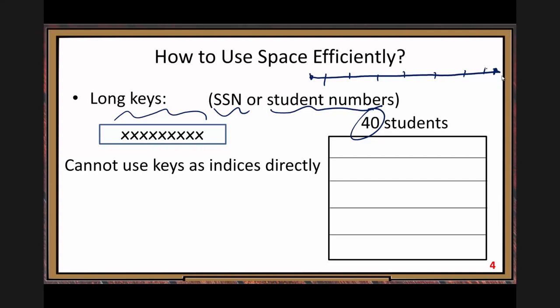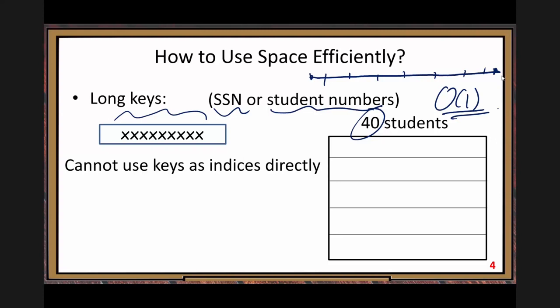Because we want to use a nice property of it, big O of one search performance. That's the part we need. So we want to preserve this property. We don't want to throw this property away. We keep it.